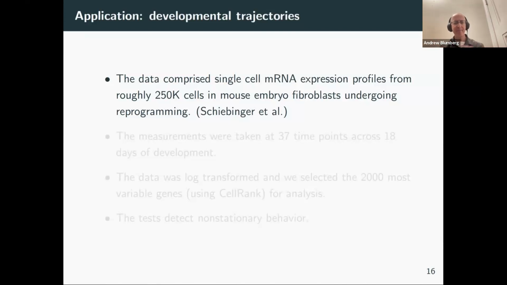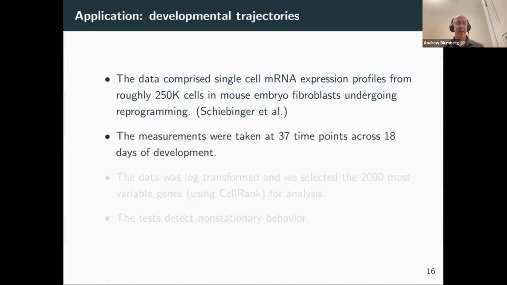physical space. And anyway, they sampled about 250,000 cells in mouse embryo fibroblasts, which were undergoing reprogramming, which means they dumped something on these cells that told them to become stem cells and start differentiating. So they triggered a differentiation process, and then they watched it for 18 days. And their measurements were taken at 37 time points.